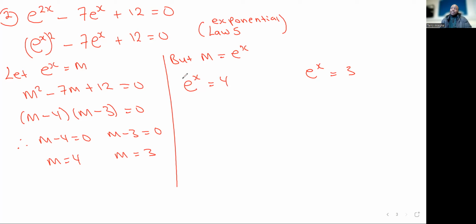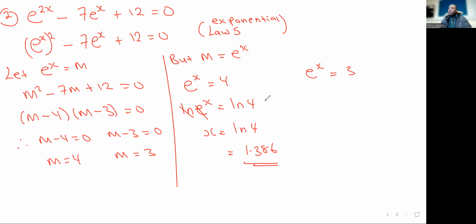So to take this out, we have to take the ln of both sides, because at an equal to sign, what you do to the left, you have to do the same thing to the right. So it's going to become ln e^x equal to ln 4. This is going to cancel that, so we're going to have x equal to ln 4, and this is equal to 1.386.